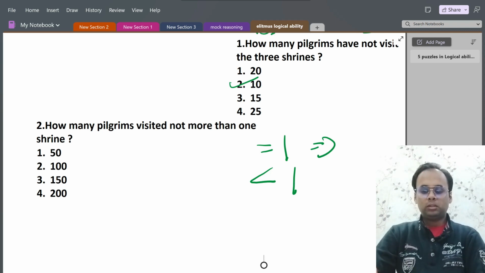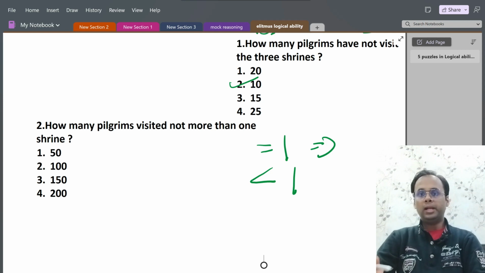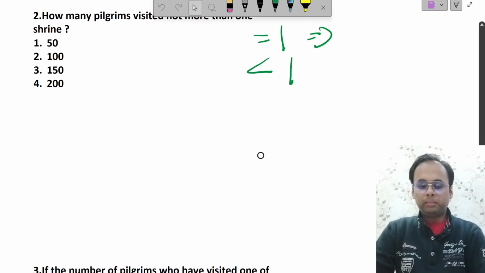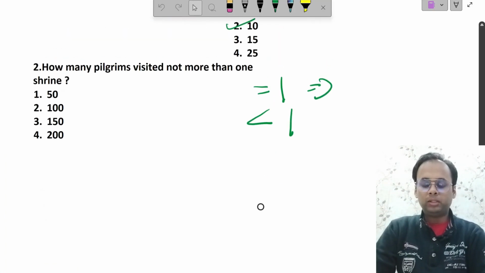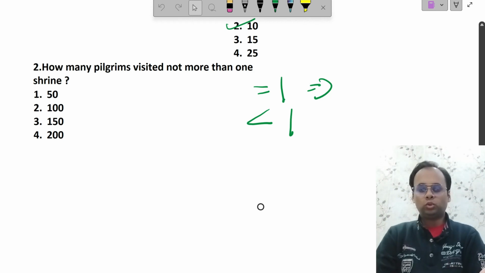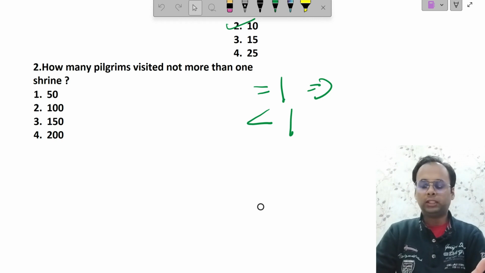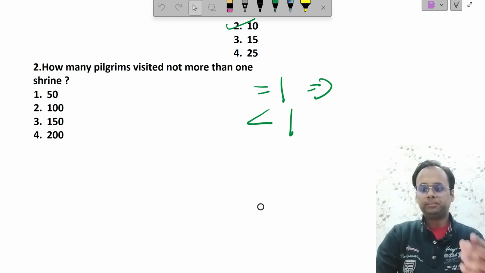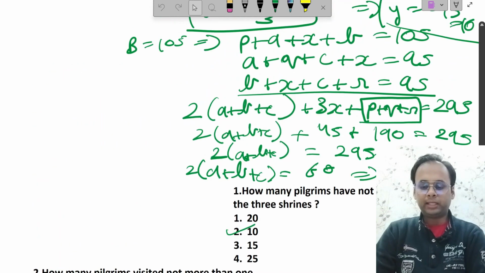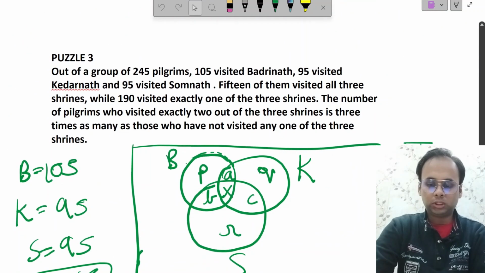Okay. So it means that the pilgrims must have visited either exactly one shrine or less than one shrine. So we have to find the number of pilgrims who have visited not more than one shrine, which means exactly one shrine or less than one shrine. We actually already have discovered both the data, because exactly one shrine is being given in the question itself.